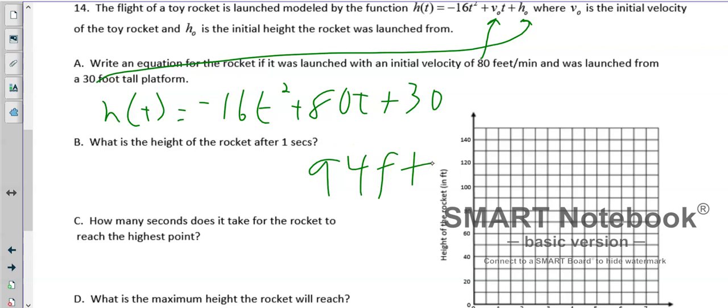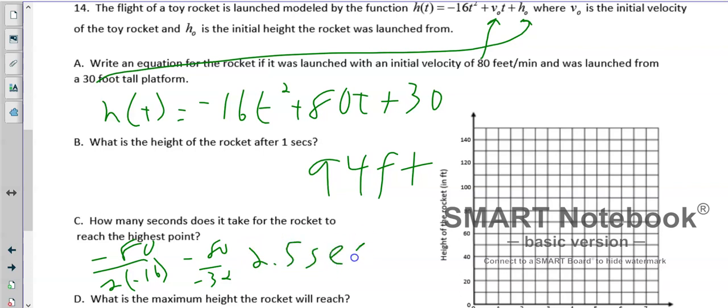How many seconds does it take to reach its highest point? Well, again, what's its highest point? Well, the highest point is opposite of b over 2a. So that's -80 divided by -32, which is 2.5 seconds.